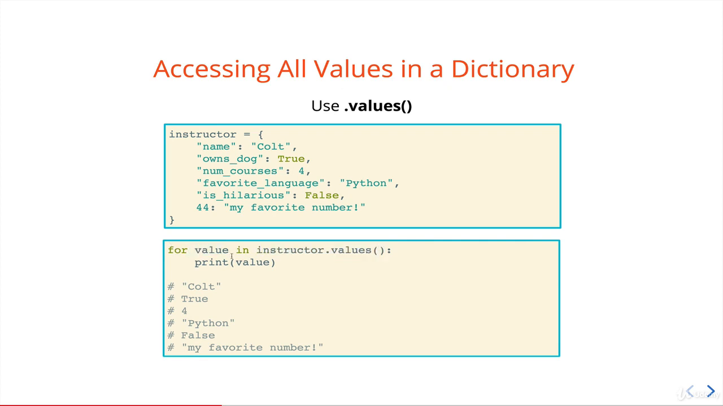So, just like any other for loop, this is up to us. You could call it value. You could call it key if you wanted to. It's not going to be a key, but you can name it whatever you want. V and value are probably the most common. For v in instructor.values, and then we can do something with the value.